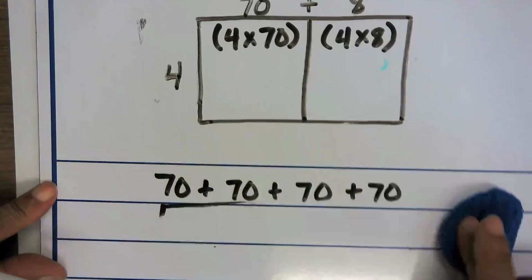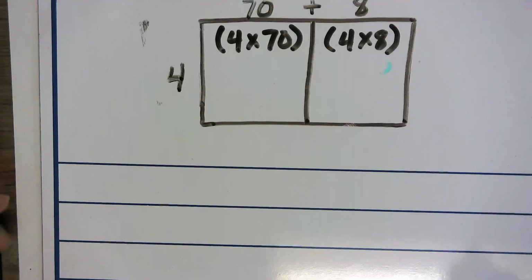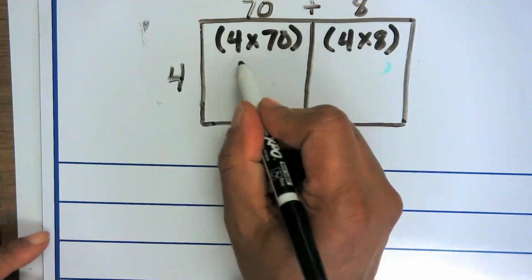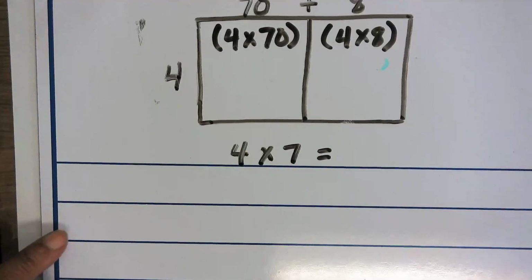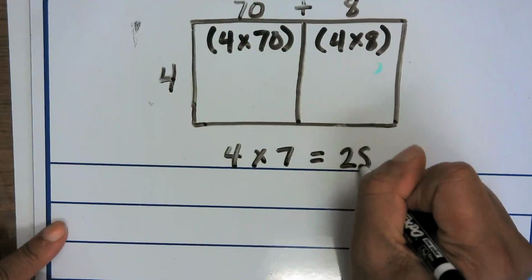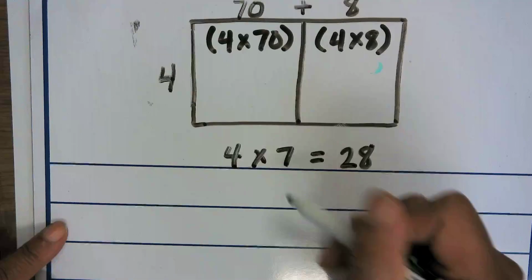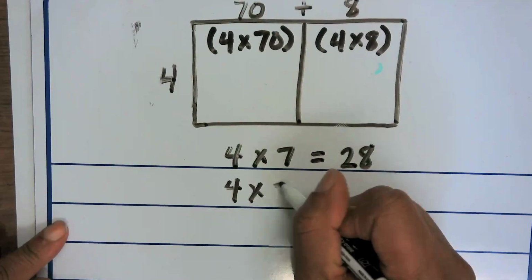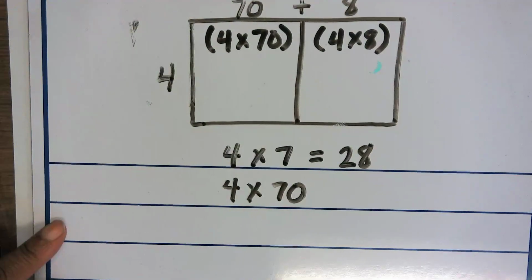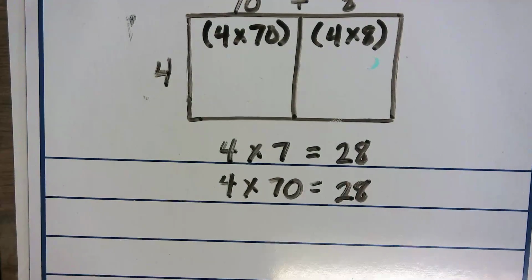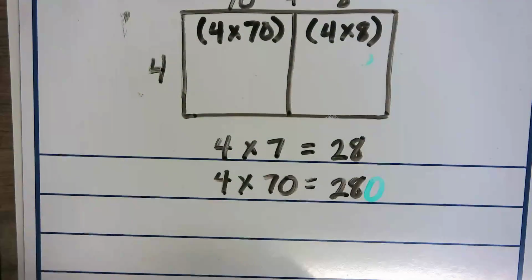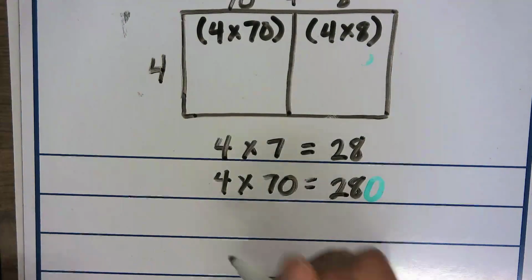But me personally, I prefer to use the most efficient strategy. If I know that I'm multiplying by tens, I look at 4 times 7, and I know that equals 28. And in the pattern, if I said 4 times 7 with a 0, my answer is going to be the same product with a 0. Now you're getting it. And that's why tens are so friendly.